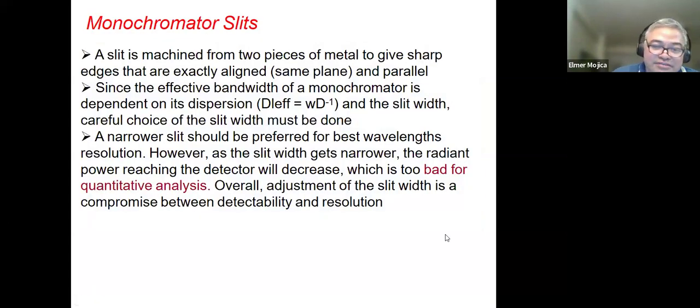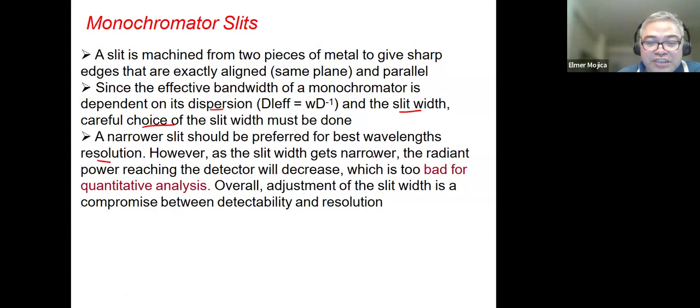So the slit. The slit can be made wider or narrower. So how does it affect things? A slit is machined from two pieces of metal to give sharp edges that are exactly aligned, in the same plane, and parallel. Since the effective bandwidth of the monochromator depends on its dispersion and the slit width, careful choice of the slit must be done.